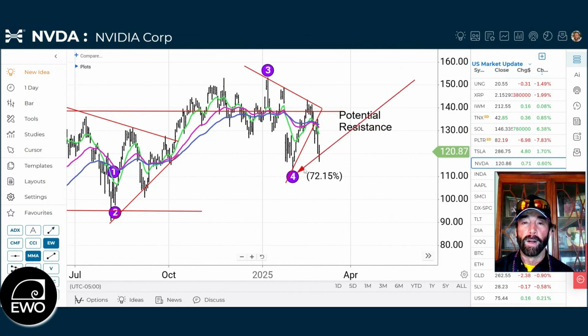Are we testing this wave 4? It looks like it. Can we hold that? If we don't, then this pattern could be disqualified. But you look at NVIDIA, and there's the 10-day moving average. So we're getting a little bit oversold here. We're in the area of the wave 4. Again, if you have speculative money, perhaps there could be a short-term bounce here in NVIDIA as well.